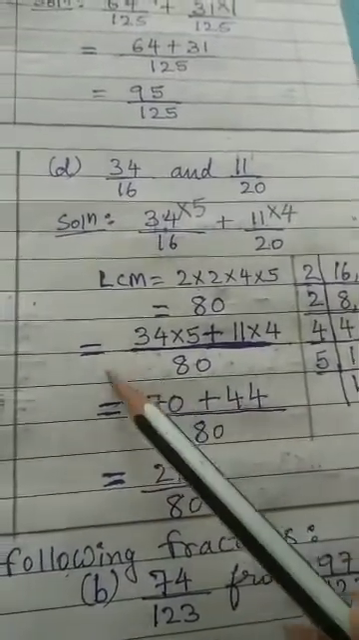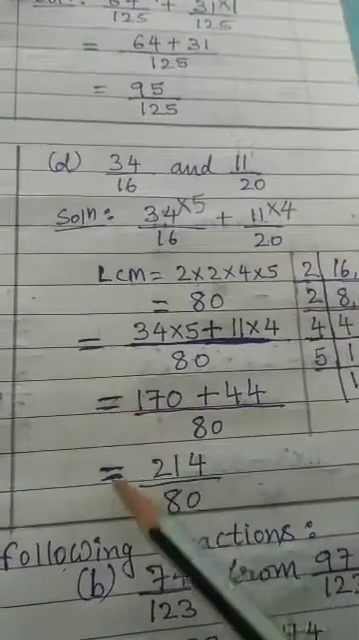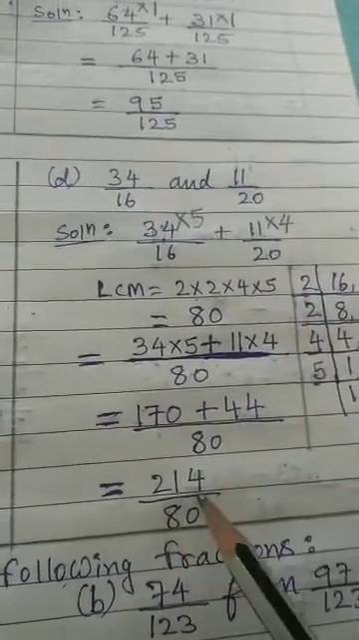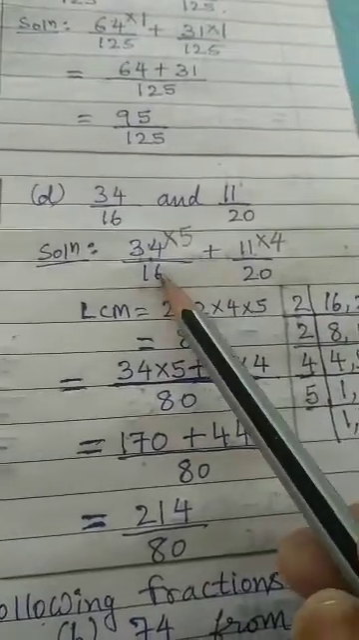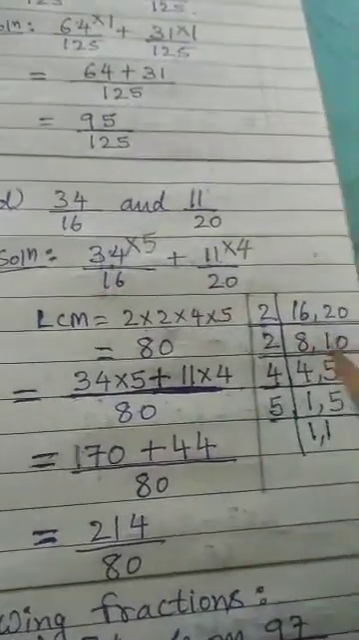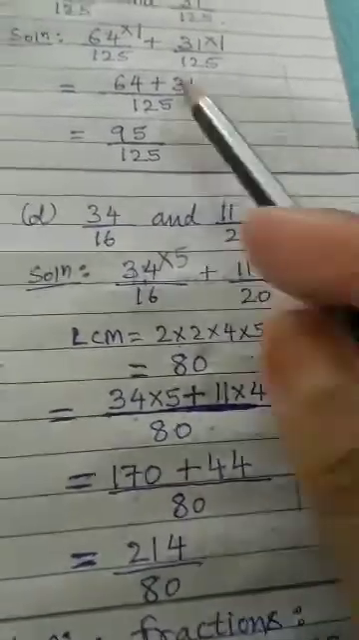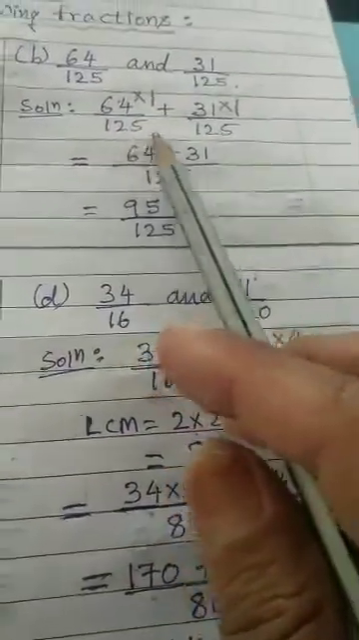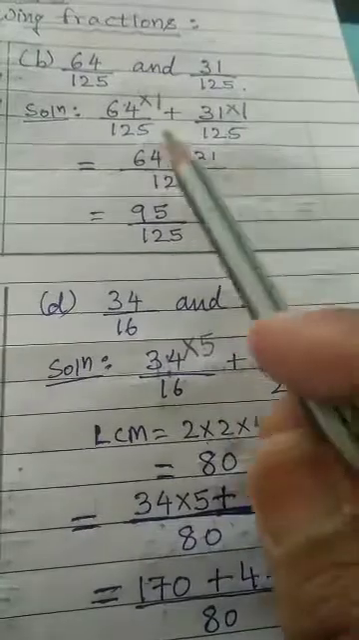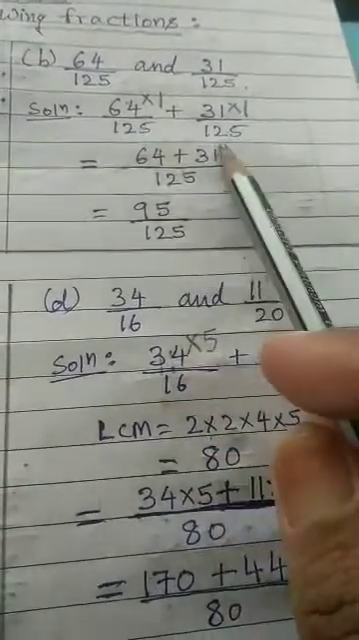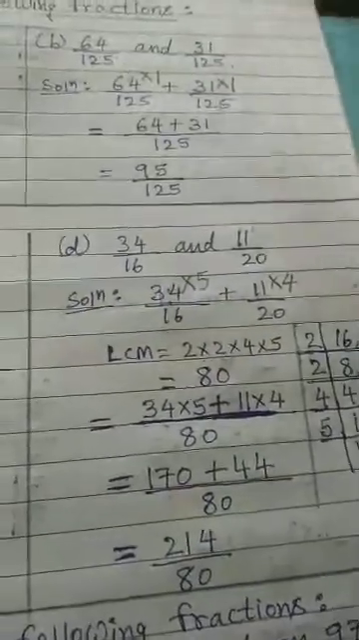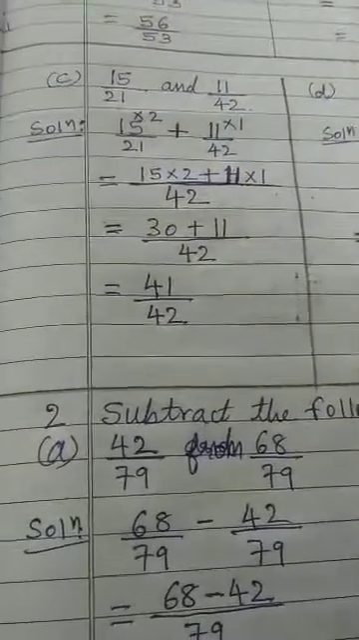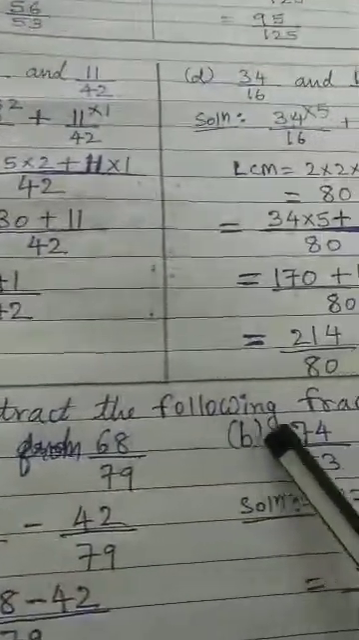So every step you must put is equal to. Understood? So 214 by 80. You should remember, whenever denominators are different, you should find the LCM. When the denominators are the same, as you see here, the LCM will be the same number, which is the denominator. Understood?